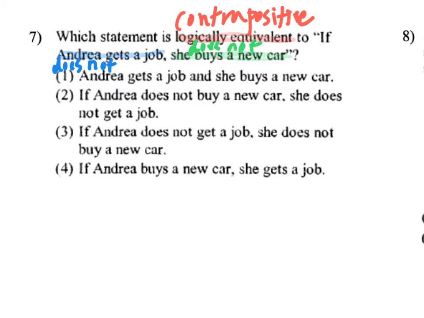And then I've got to switch these around. So instead of saying if Andrea does not get a job first, I'm going to say if she does not buy a new car, if Andrea does not buy a new car, then Andrea does not get a job. And that's going to be option 2.